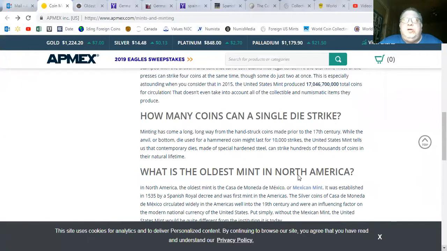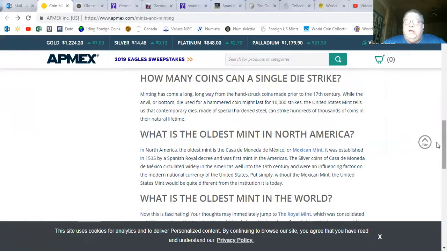And the largest mint in the U.S., or the largest producing mint in the world, is the Denver Mint, the United States. The oldest mint in America is Mexican Mint, Mexico City. That's with the O on top of the M. And you see a lot of Mexican coins with that presented on it. That's kind of like the mint mark.